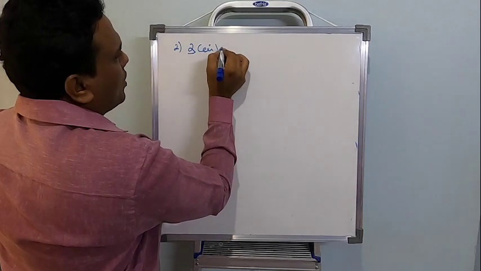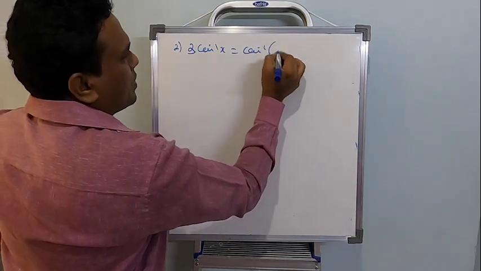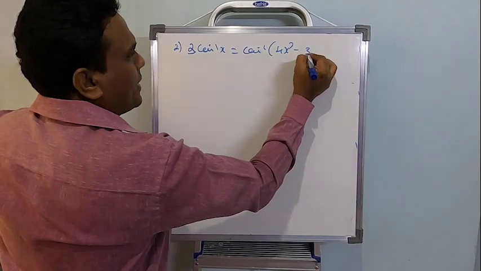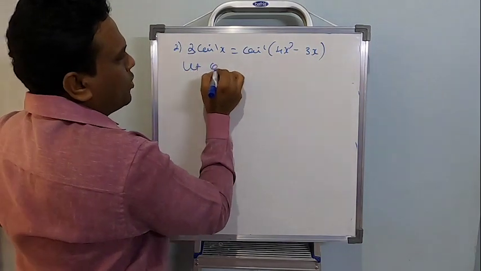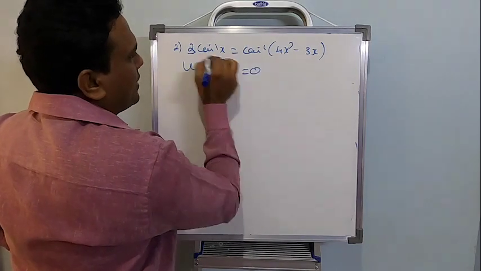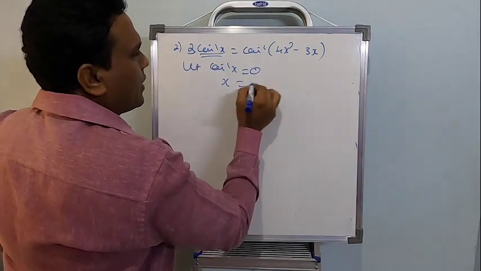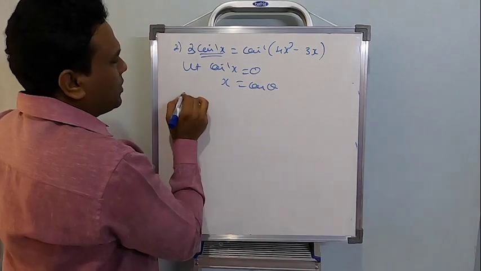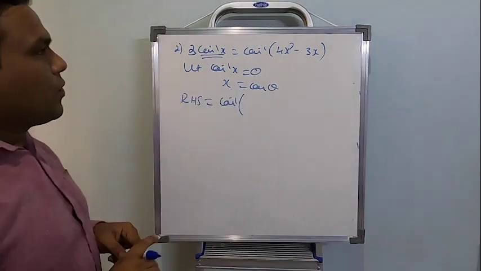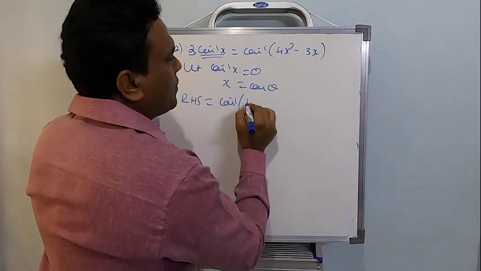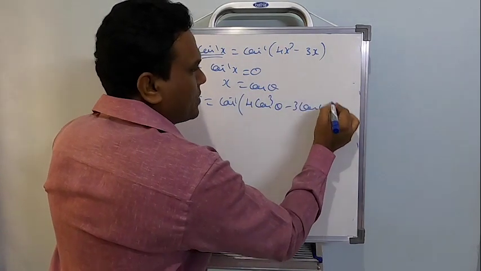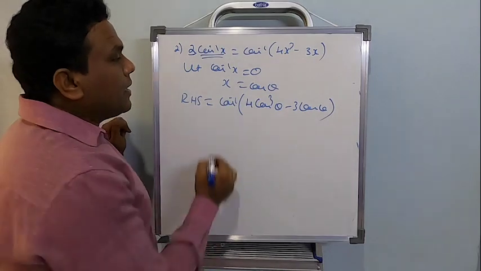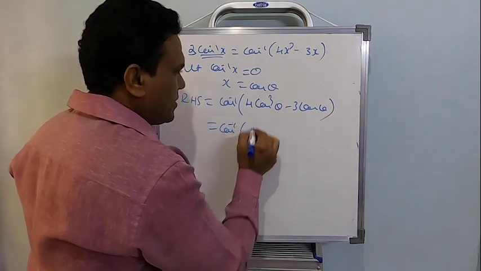Now similar to this, we have the second problem: 3 cos inverse x equals cos inverse of 4x cube minus 3x. Similar to the previous one. Let's call cos inverse x equal to theta, which is on the left side. Therefore x equals cos theta. Now if I start with the RHS, we have cos inverse of 4 cos cube theta minus 3 cos theta. Now it's quite easy if you know the formula.